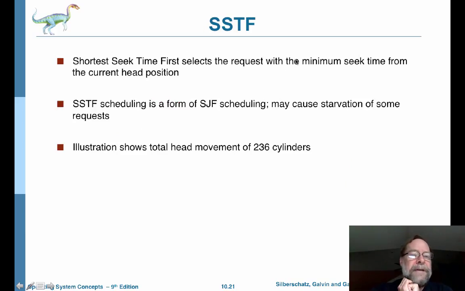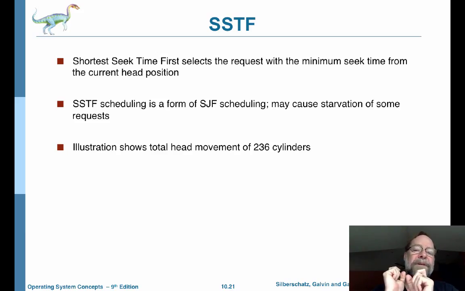So the next one I'm going to look at is shortest seek time first. What it does is it looks at the current position of the head, and it looks at all the requests that are pending, and it chooses to resolve the request whose track is closest to the current position of the head. That'll obviously be the shortest seek time because we have to move the head the smallest distance. This is a form of the shortest job first scheduling we looked at in our paging schemes.